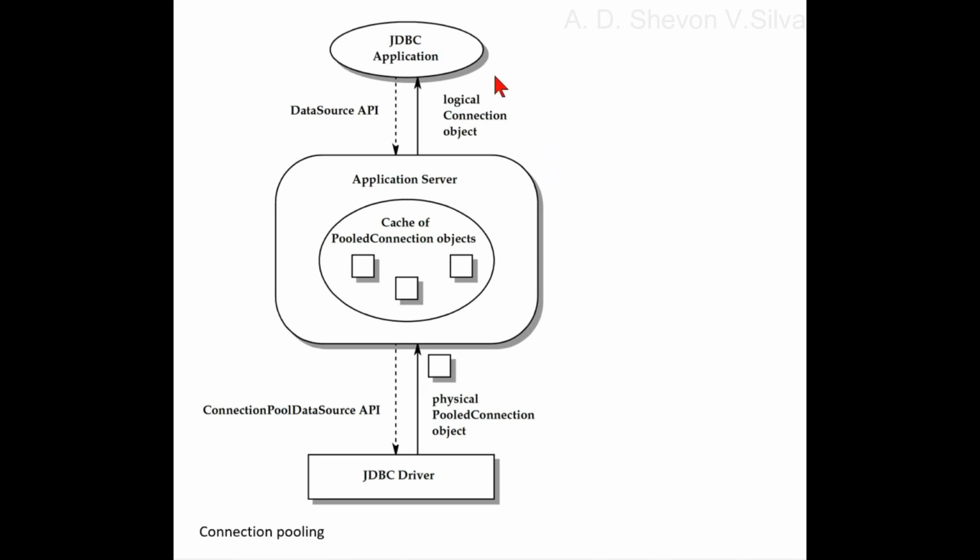Here the JDBC application interacts with the application server. The JDBC application is connected to the application server via the data source API, and the application server is connected to the JDBC application via a logical connection object. A cache of pooled connection objects is inside the application server. The application server interacts with the JDBC driver. The application server is connected to the JDBC driver via the connection pool data source API, and the JDBC driver is connected to the application server via a physical pooled connection object.